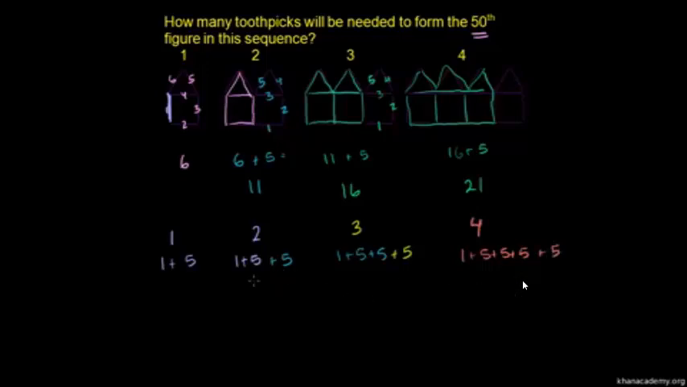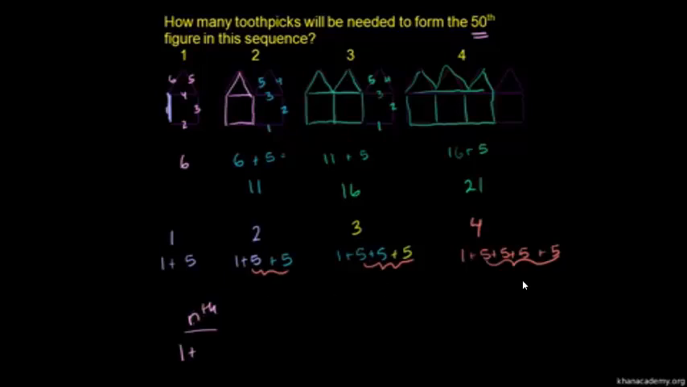So why did I do it this way? Because I wrote this first one as 1 plus 5 instead of just a 6, because you can see, look, I had a 1 and then I had 1 5. Now I have a 1 and I have 2 5s. Now I have a 1 and I have 3 5s. Now I have a 1 and I have 4 5s. So you might see the pattern. If I had the nth term right here, I will have a 1 plus N fives, right? The first term has 1 5, the second term has 2 5s, third term has 3 5s, fourth term has 4 5s.